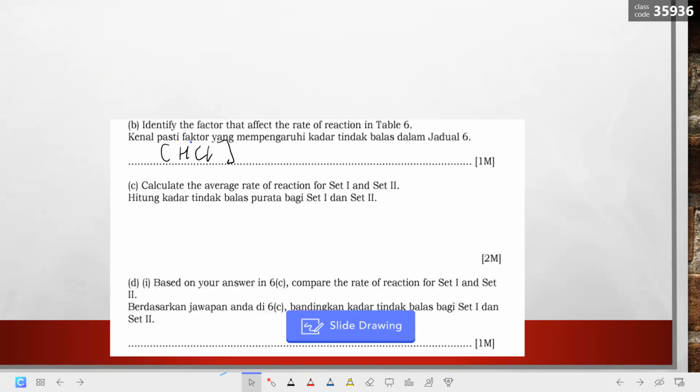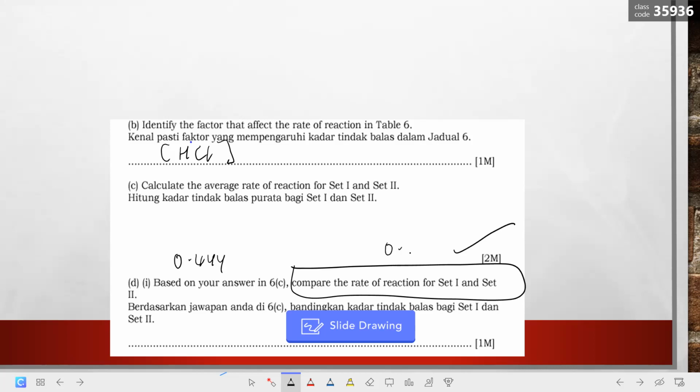Okay, at least if you get the answer, let me know. Okay, so correct. All of you know how to do this. Compare. You say one is 0.444, another one 0.727. Which rate of reaction is higher? Set 2, right? Very good. So the rate of reaction in set 2 is higher than set 1.